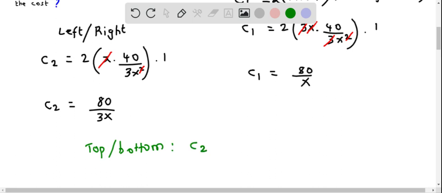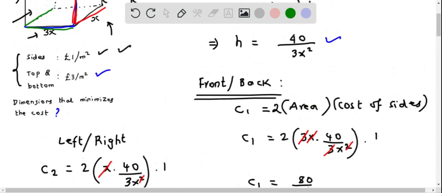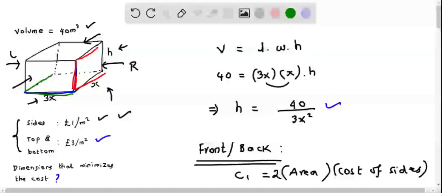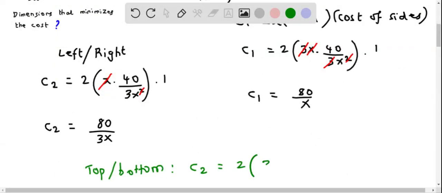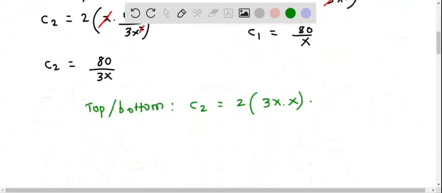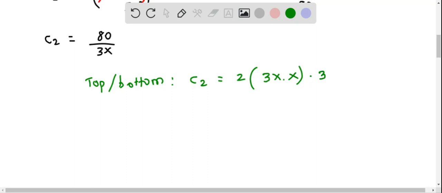this equals C2. And once again, this is twice the area of the top or the bottom, where the length is 3x and the width is x. So multiply by 3x times x, and multiply by the cost, which is 3 pounds per meter square. So we will get this expression. This is equal to 2 times 3 is 6, 6 times 3 is 18. So we get 18x squared. Sorry, this is the expression C3.